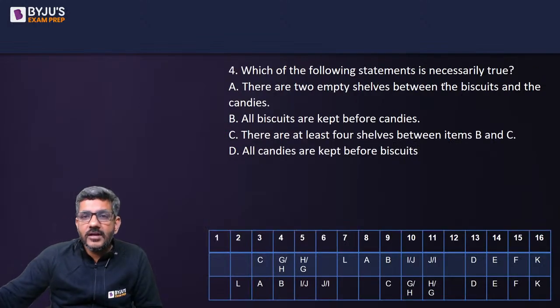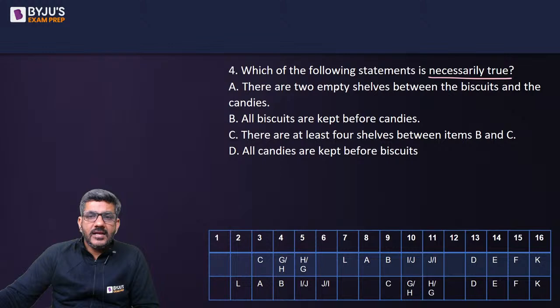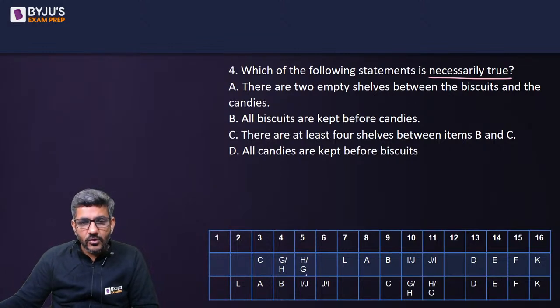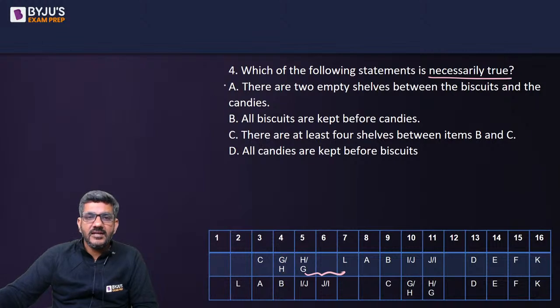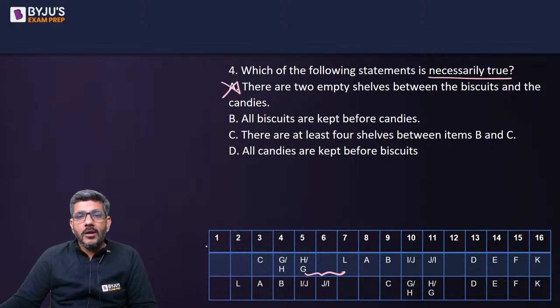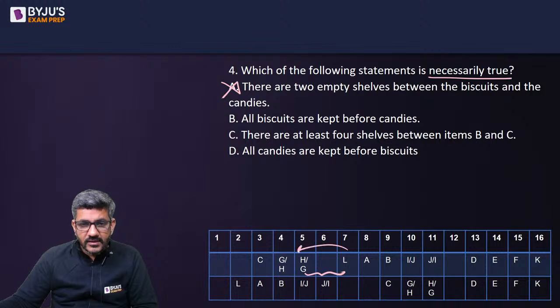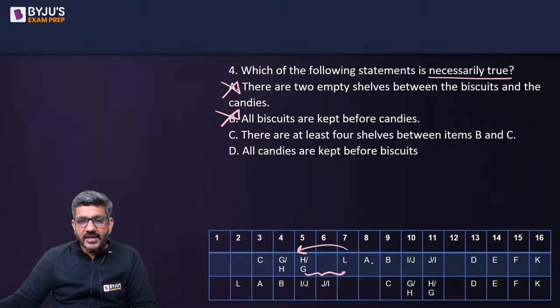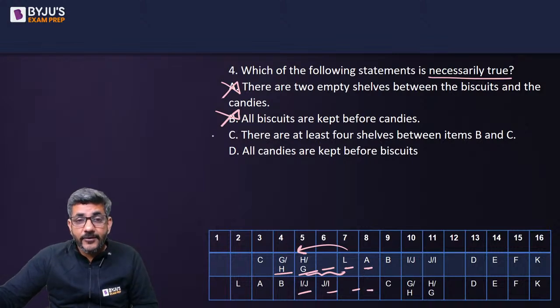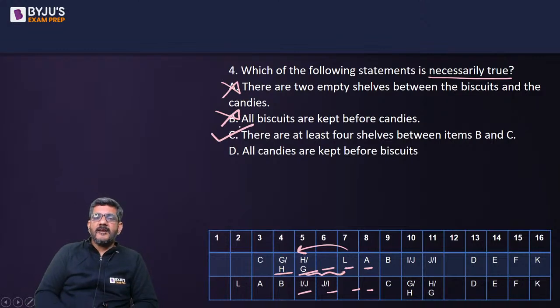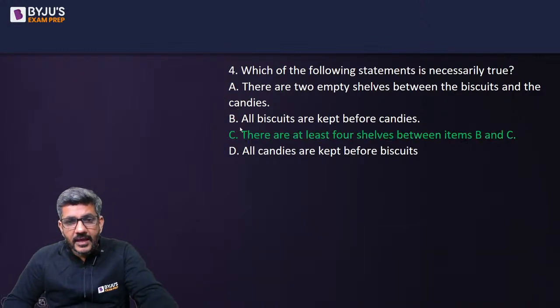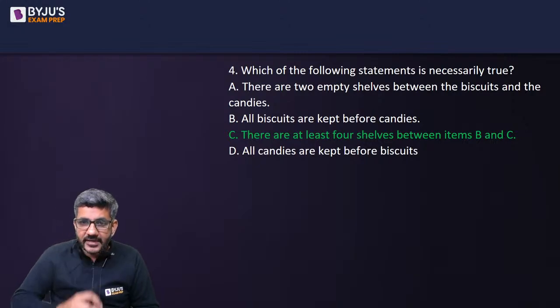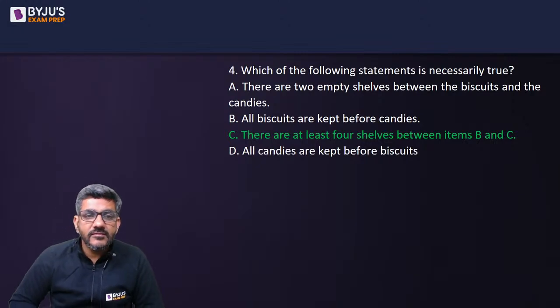Fourth, which of the following statements is necessarily true? There are two empty shelves between biscuits and candies. No, not necessarily true. All biscuits are kept before candies. No, in the first case, candies are kept before biscuits. There are at least four shelves between B and C. So here I have 1, 2, 3, 4 shelves between B and C. So at least 4 is definitely true. So option C is the correct answer for question number 4, that there are at least 4 shelves between B and C. These are the 4 answers to this first set.